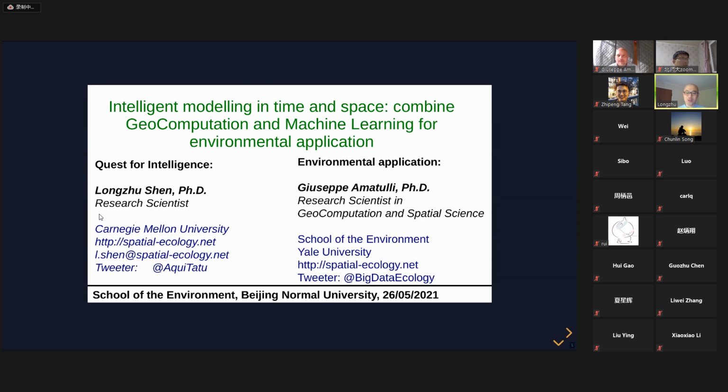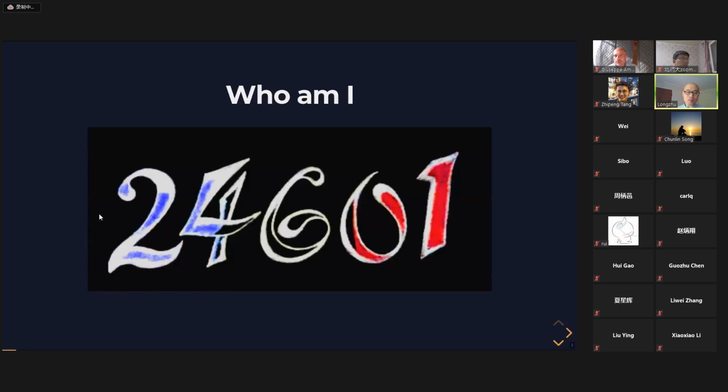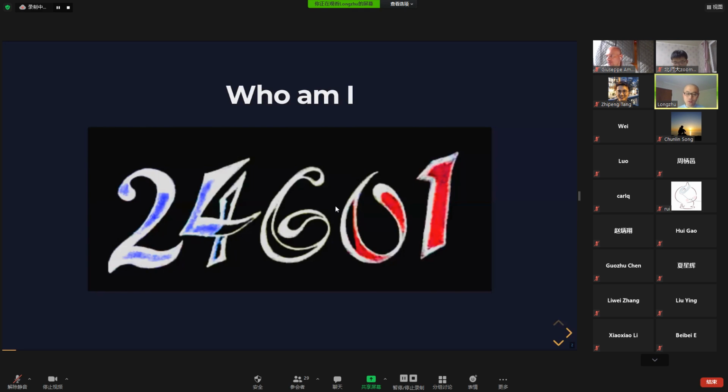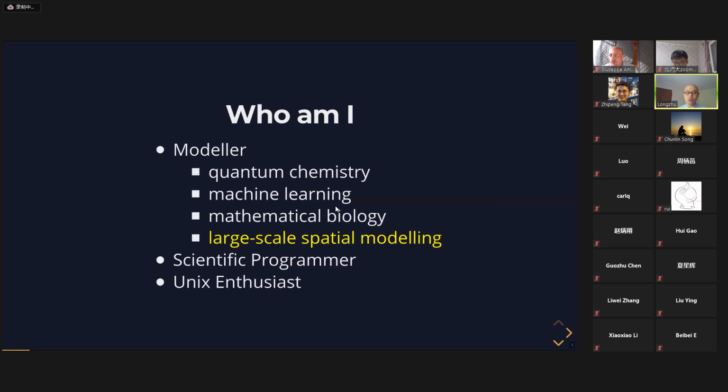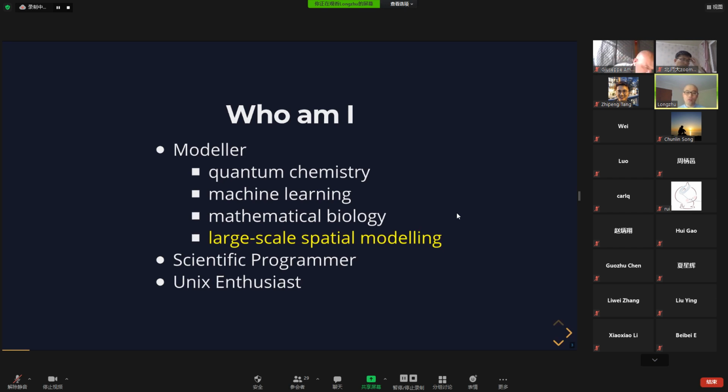I will begin with a little bit about myself. Shadow already kindly introduced me, but I want to give you a more detailed picture. I was trained as a modeler, and my background is in quantum chemistry. Of course, that alone was not enough to satisfy my curiosity, so after my graduation I migrated into the domain of machine learning. I have applied this technique in a variety of domains, and also met Giuseppe at Yale University.